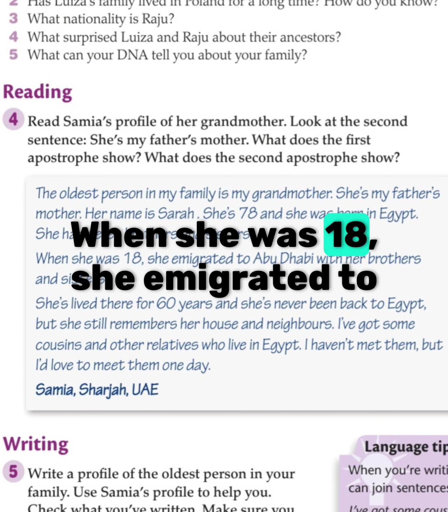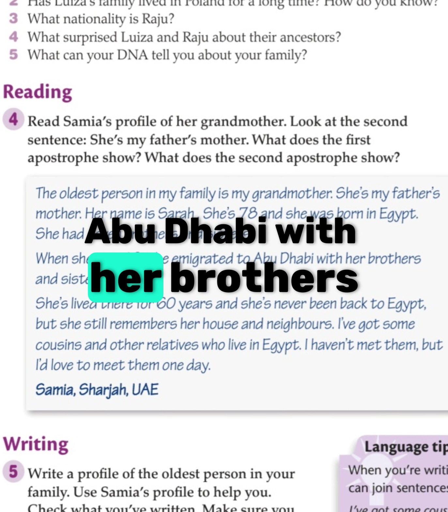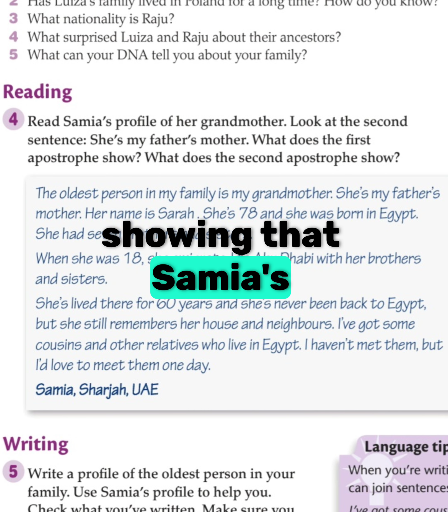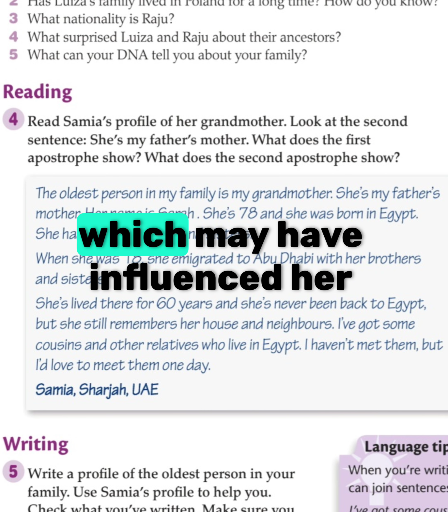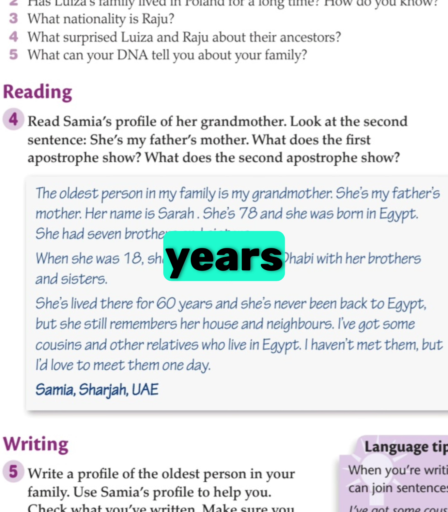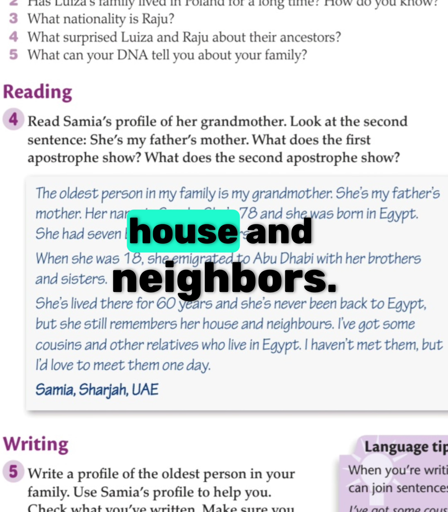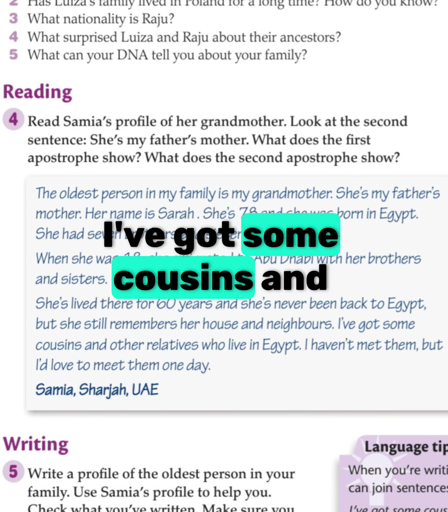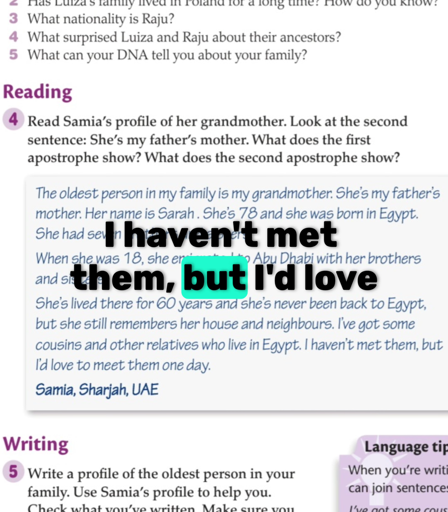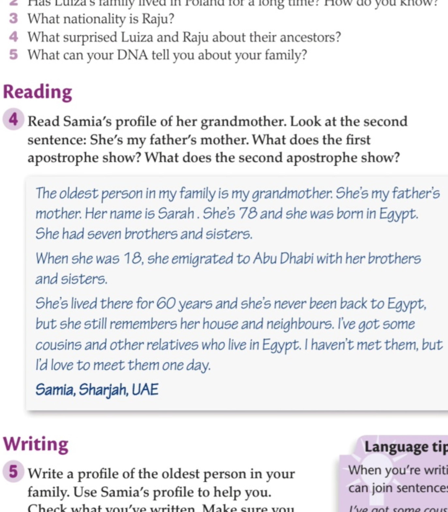When she was 18, she emigrated to Abu Dhabi with her brothers and sisters. This part adds more history, showing that Samia's grandmother moved to a new place, which may have influenced her family's culture. She's lived there for 60 years and she's never been back to Egypt, but she still remembers her house and neighbours. I've got some cousins and other relatives who live in Egypt. I haven't met them, but I'd love to meet them one day.